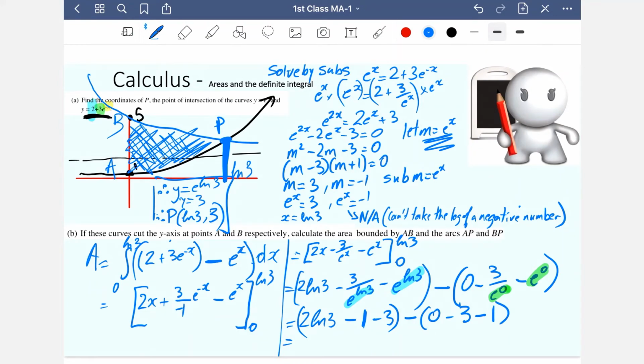Now, 2 log of 3 is the log of 9, just moving it as a power. Here I'm going to get negative 4, and then here I'm going to get negative 4 as well. Two negatives will give you a plus. So log of 9 minus 4 plus 4 leaves you with the log of 9 units squared. That's your final answer. So a really nice little question there.